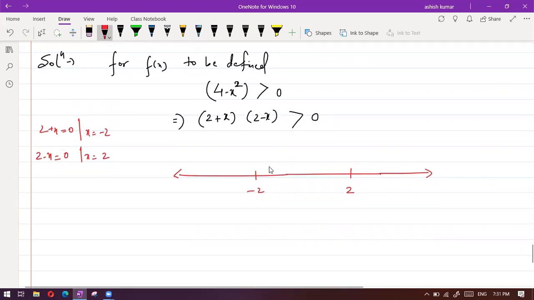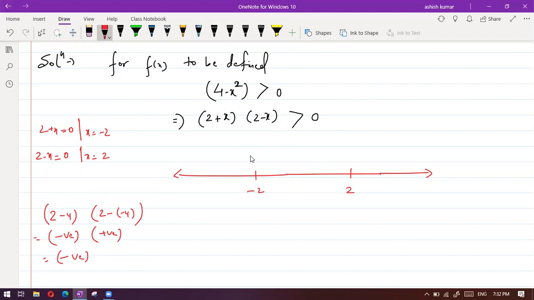Now let's take a value which is less than -2. Tell me a value less than -2. -3, -4, whatever you want to take. If I put -4 here, so 2 minus 4, and then 2 minus of -4. This is a negative value, this is a positive value. Ultimately I am getting a negative value. Negative value, is it greater than 0?